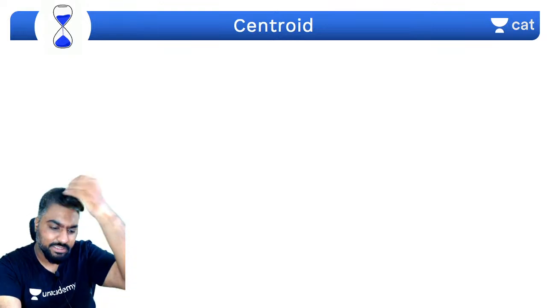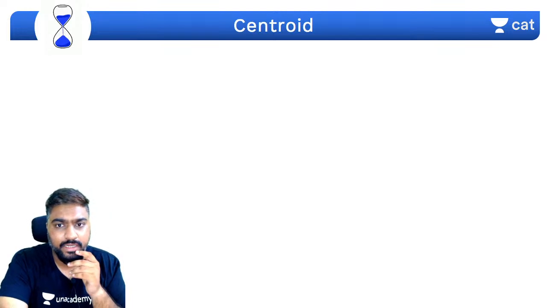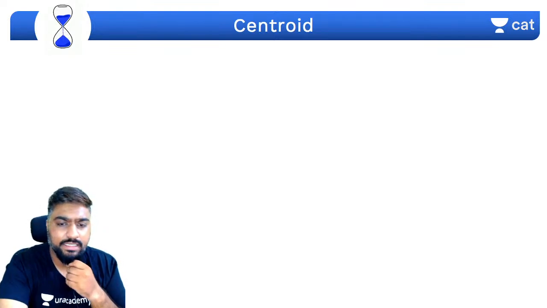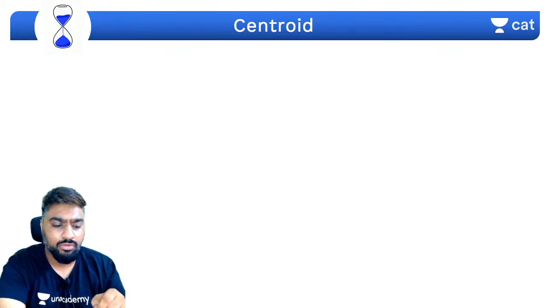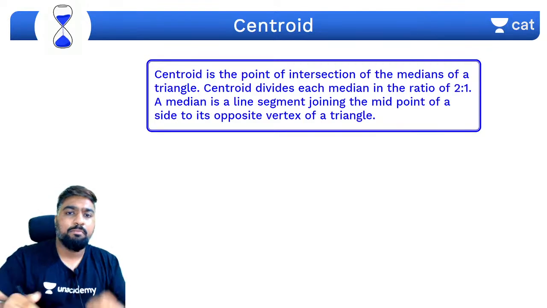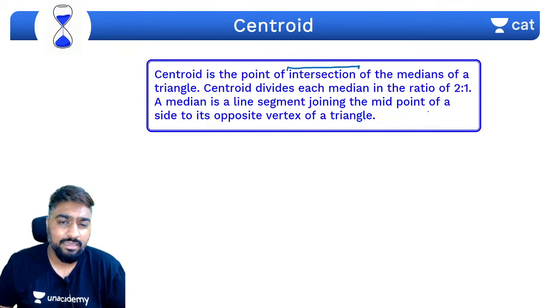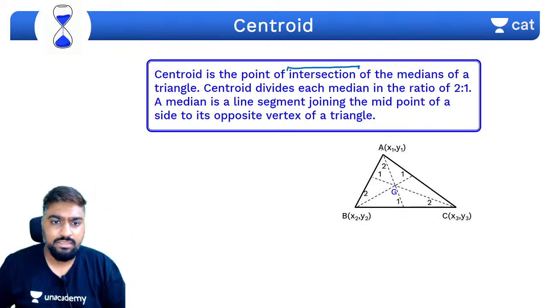Can anyone tell me what a centroid is? What is a centroid? Anybody? So centroid is a meeting point of 3 lines, but what are those 3 lines? Exactly, Gaurav, superb. A centroid is where medians of a triangle intersect. Yes, and what do you mean by a median? A median is a line segment that joins the midpoint of the opposite side to its vertex.